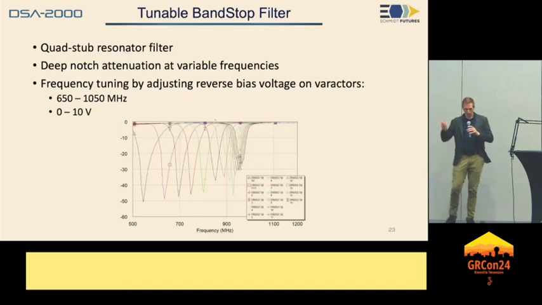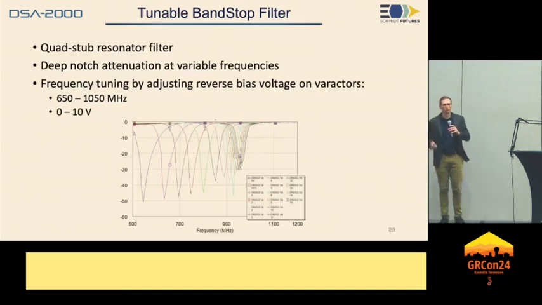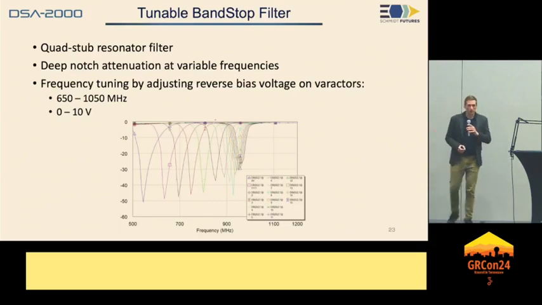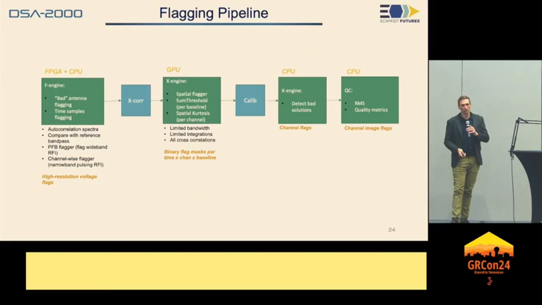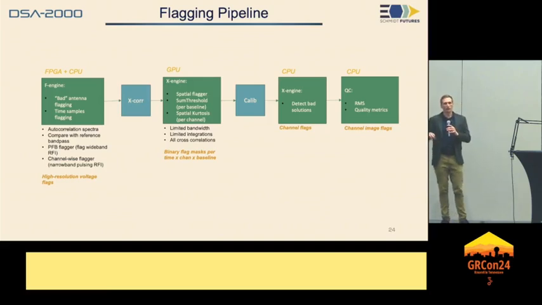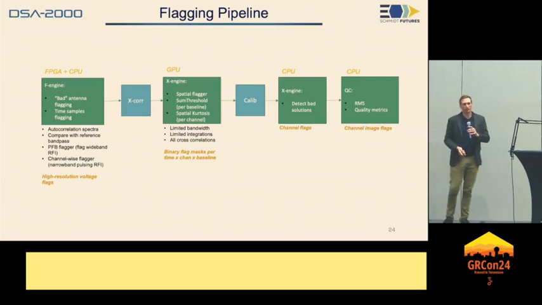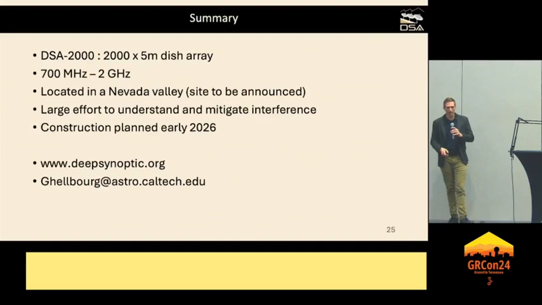In fact, one of our main mitigation solutions that we're working on right now is a tunable quad-stub resonator filter. So it's a notch filter that can be turned on and off with a varying center frequency to notch out whatever data gets into our signal chain, just to avoid saturation. We also have a full RFI mitigation and flagging pipeline that we're implementing, but I won't get into that.